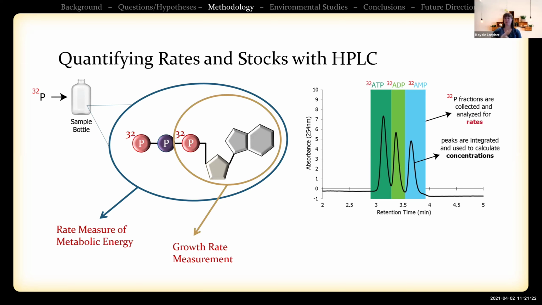So then after it comes off at these specific times, we can collect the specific fractions for ATP, ADP, and AMP that have been radiolabeled, and then we can analyze that in order to get the rates of incorporation or the phosphorylation rates of ATP, ADP, AMP.